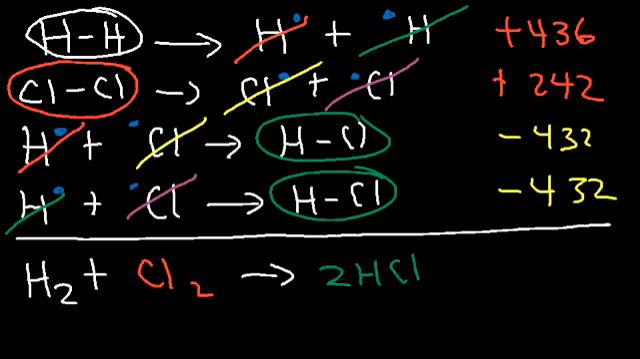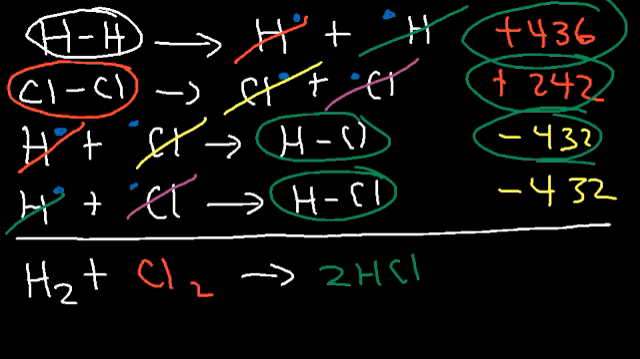So according to Hess's law, we need to add the enthalpy changes for the individual reactions. So let's use a calculator this time. 436 plus 242 minus 432 minus 432. We're going to get the same answer, which is negative 186. So now you understand how Hess's law plays an important role in understanding the calculation of bond dissociation energies, or using bond dissociation energies to calculate the enthalpy change of the reaction.